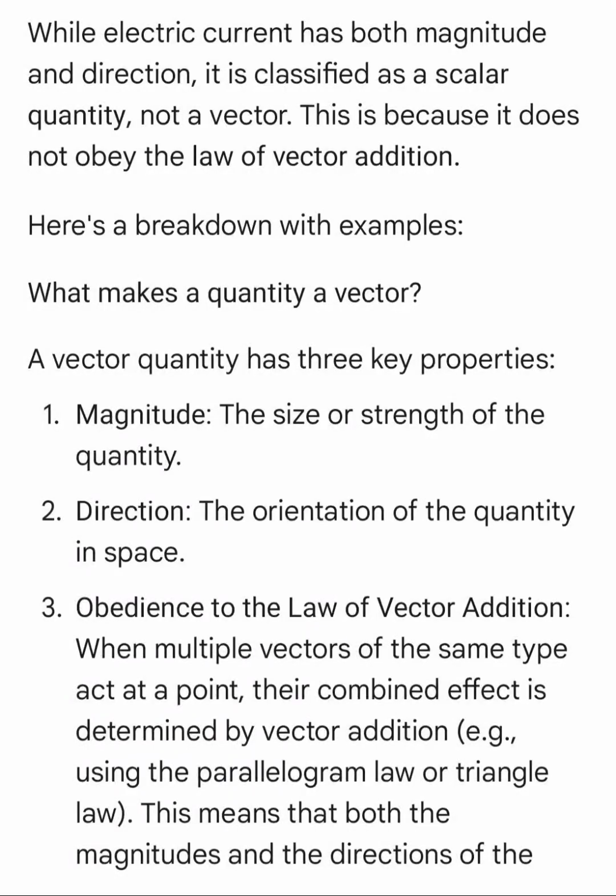While electric current has both magnitude and direction, it is classified as a scalar quantity, not a vector. This is because it does not obey the law of vector addition. Here's a breakdown with examples. What makes a quantity a vector?